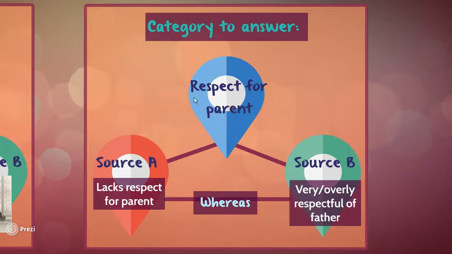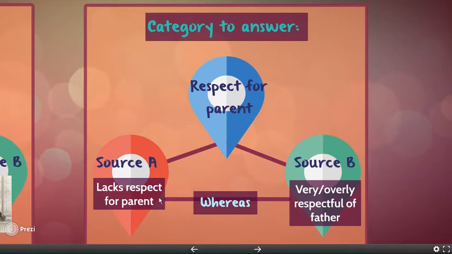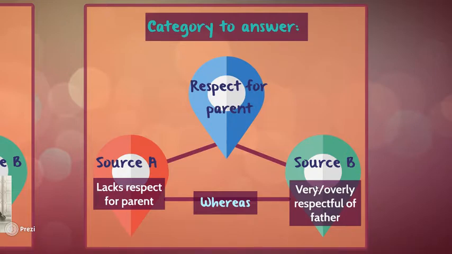So, firstly, we are going to talk about source A, and we're going to say that actually Eddie perhaps has a kind of a lack of respect for his parent. The discourse marker that I've chosen to allow me to move on to talk about source B and to establish the fact that there's a difference here is "whereas". So source A shows a lack of respect for the parent, whereas source B seems to be almost overly respectful of the father.